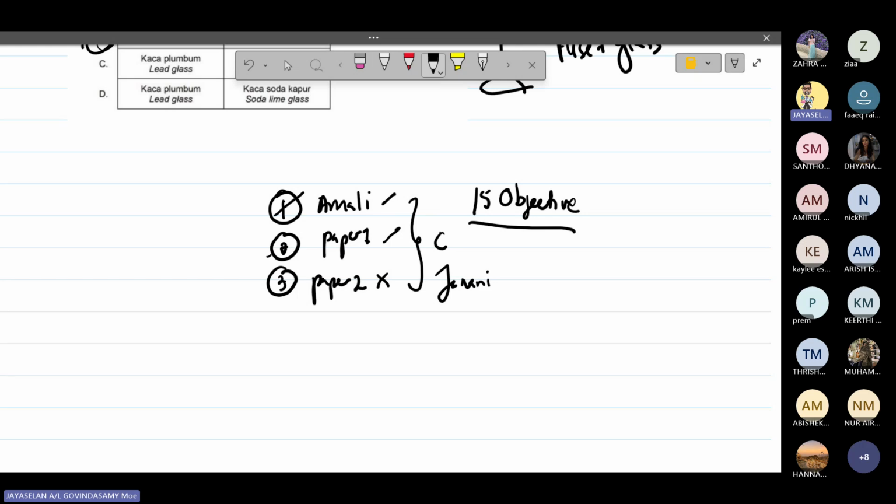So your Amali and Paper 1 can make you pass. Paper 2 is the one that will determine whether you get A or A+. Alright? So make sure Paper 1, Paper 2 and Amali.